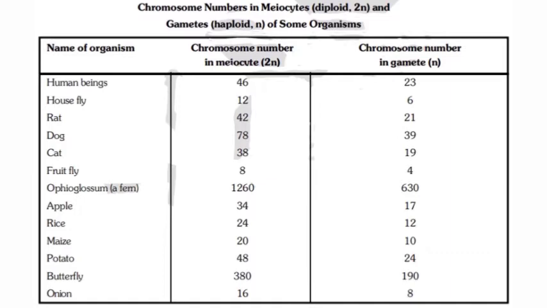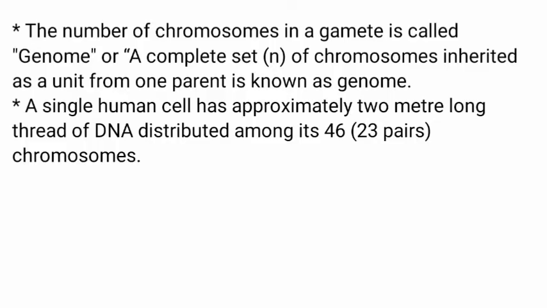Ophioglossum, a fern, contains the highest number of chromosomes in the living world. Its diploid number, 2n, is 1260, and in the gamete 630. Apple: meiocyte 34, gamete 17. Rice: meiocyte 24, gamete 12. Maize: meiocyte 20, gamete 10. Potato: meiocyte 48, gamete 24. Butterfly: meiocyte 380, gamete 190. Onion: meiocyte 16, gamete 8.